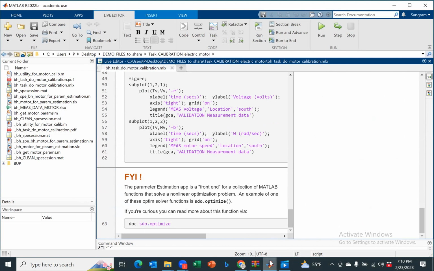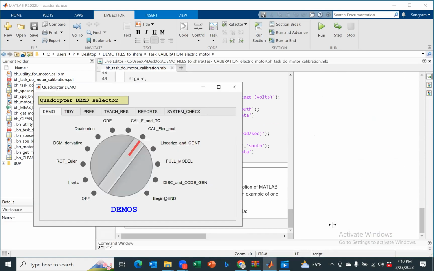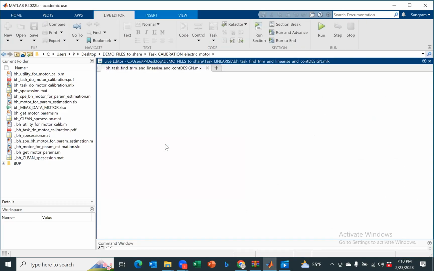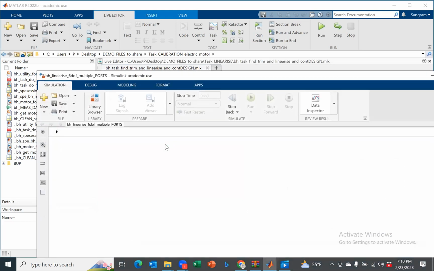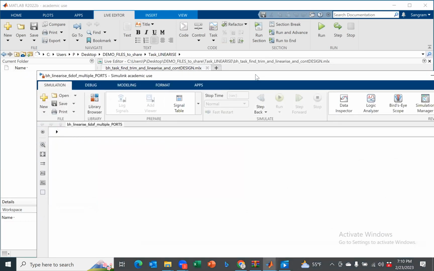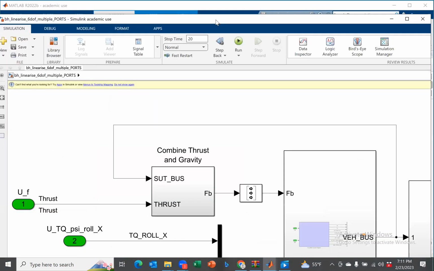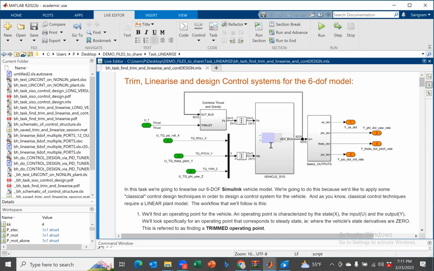So, and the next part is I will talk about the linearization and control. You are welcome to look at trimming, linearize, and the control design, but we haven't looked at it. That is the topic that we are currently discussing. So basically you combine thrust and gravity, feed it to the forces, and finally you integrate that into your vehicle model and then do trimming and linearization. So basically you do linearize.